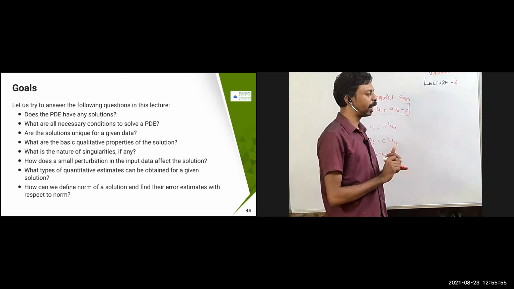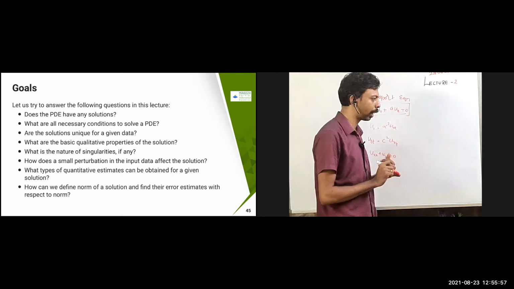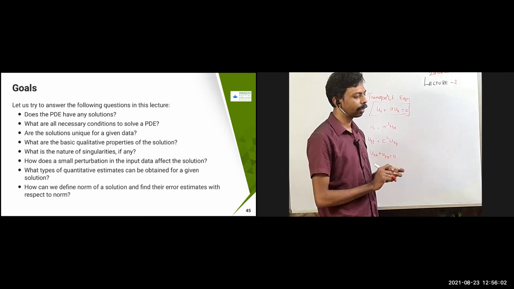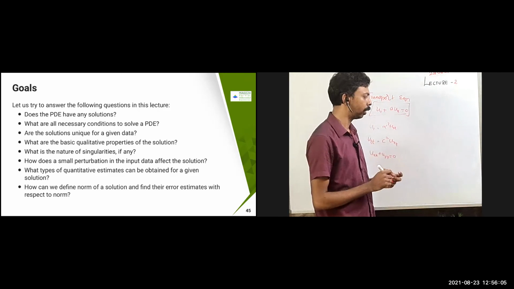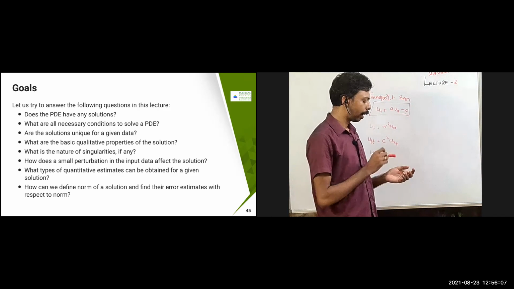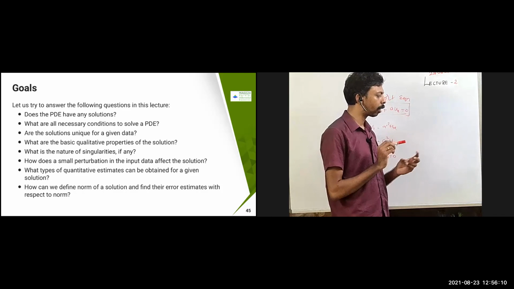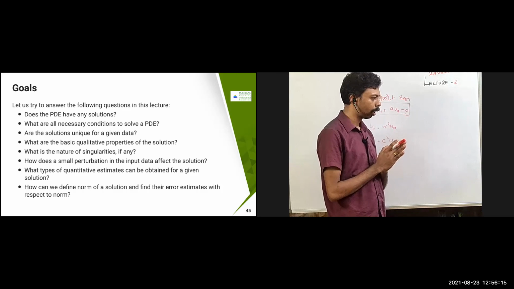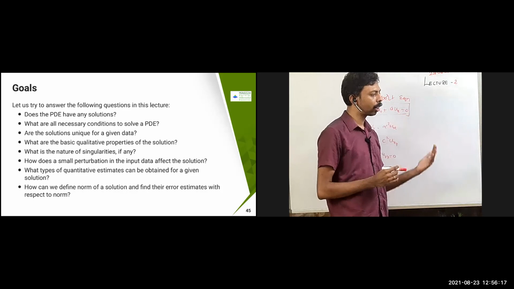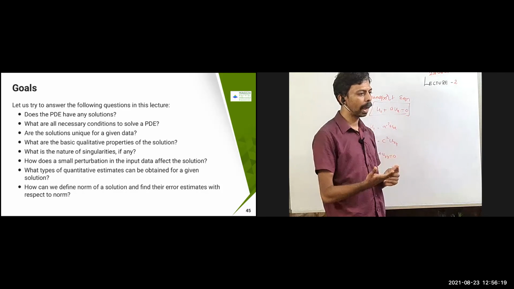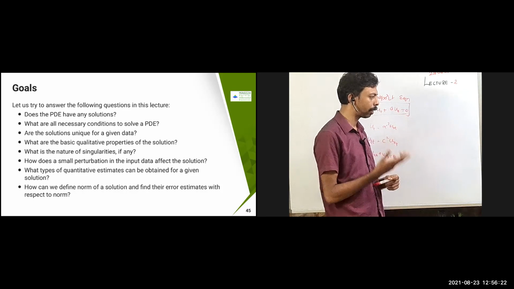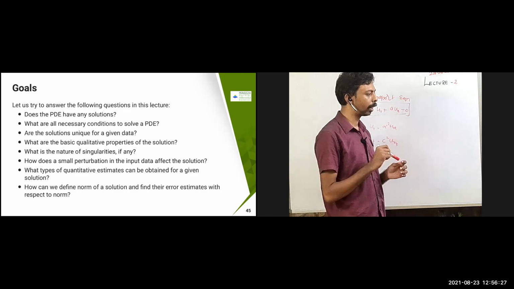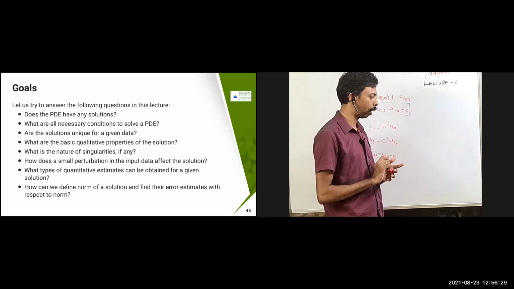First question: does the PDE have any solution? The existence. If it has a solution, what are the necessary conditions we need for a particular PDE? That we have to see. The next question is, are the solutions unique for given data? Suppose the data is given, whether you are going to get a unique solution or not. Then, what are the basic qualitative properties of the solution? Whether it will be oscillating, discontinuous or continuous, all these things we will discuss. Again, we'll discuss the nature of singularities. Some singularities will occur, and we have to discuss whether they apply or not.